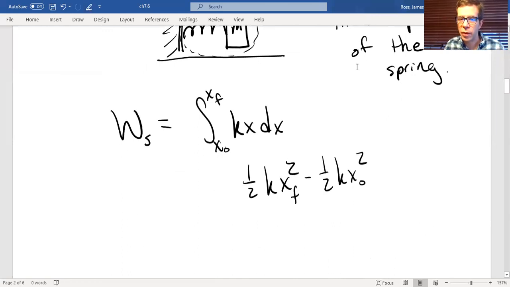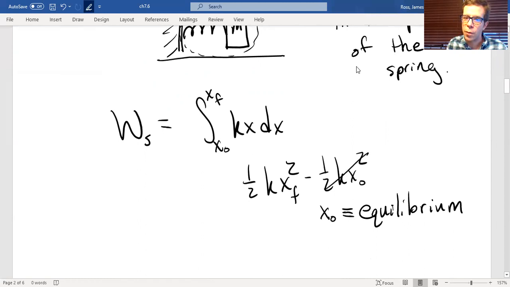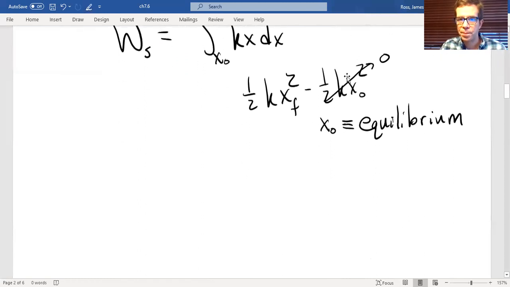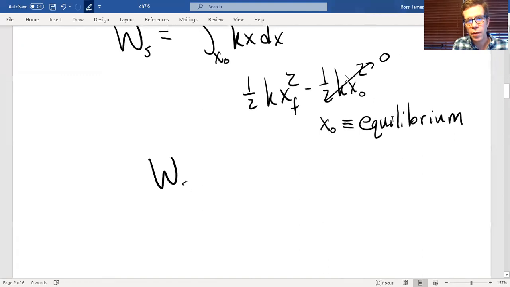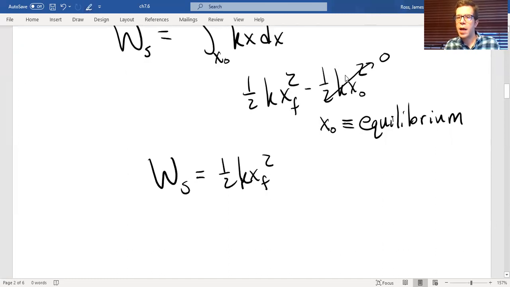Well, we have a natural 0 point for this situation, right? If our x naught is defined to be the equilibrium for the spring, and we know that this term is going to go to 0, and we're left that the work done taking a spring out of its equilibrium position is given by 1/2 kx squared. And if we release the spring is going to do that same amount of work. So this is the energy stored in the spring.